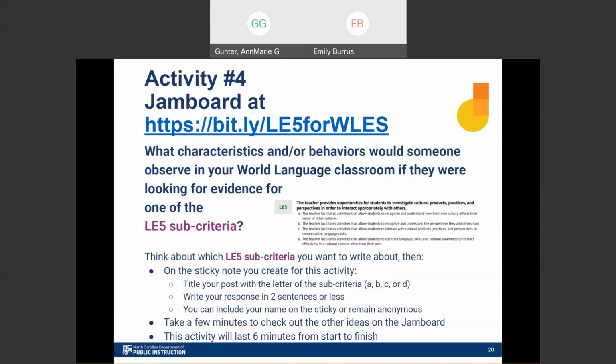All right, well, we have 6 minutes for this activity. Please go ahead and jump in. Answer that question. What characteristics and or behaviors would someone observe in your world language classroom if they were looking for evidence for one of the LE5 sub-criteria? I'll let you get working.